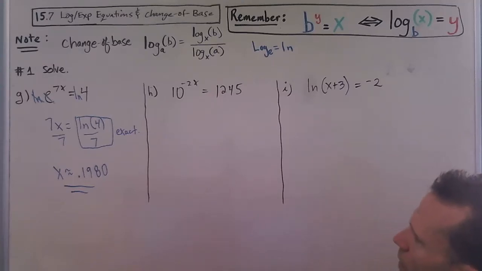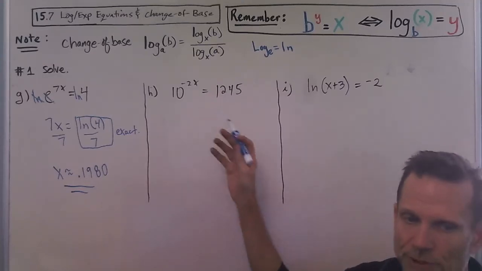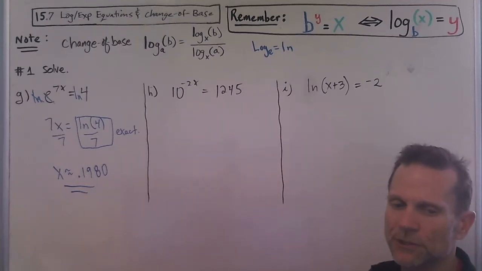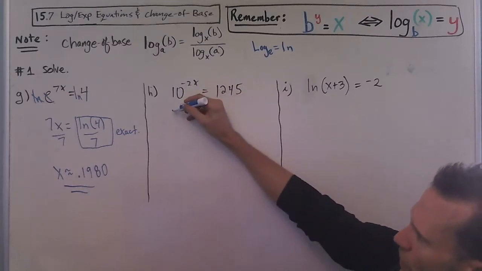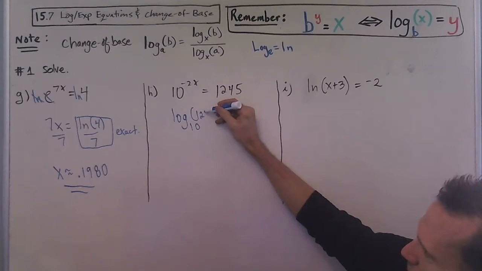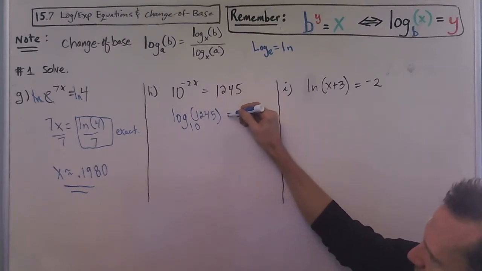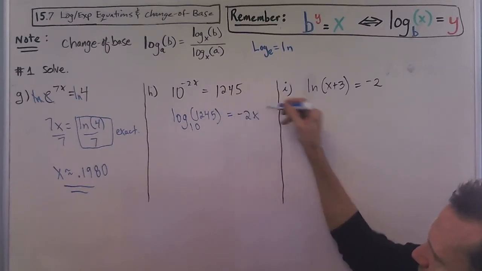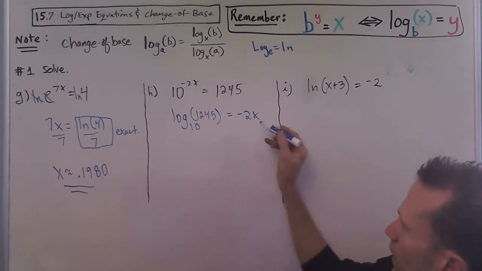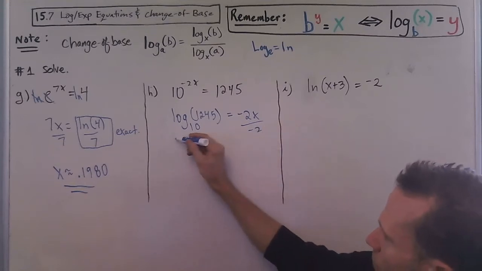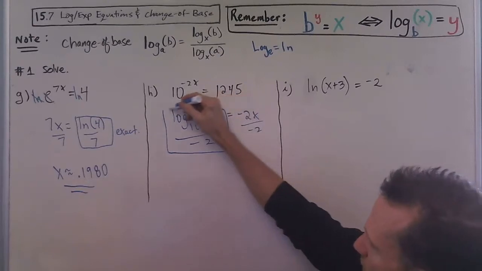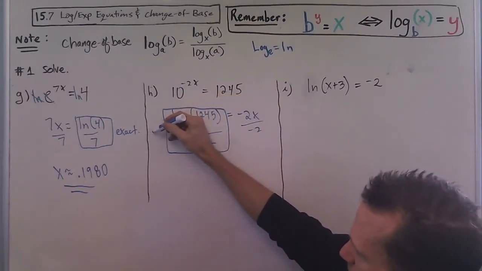Okay. So here, I tell students that, hey, if it's not making sense to you in exponent form, try to change it into logarithm form. So if I change it to logarithm form, I have log base 10 of 1,245 equals negative 2x. Now this is something I can compute on my calculator, and then I'm going to have to divide by negative 2. So this here, that's the exact answer.